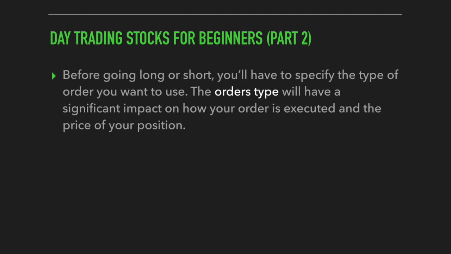So now that you know the different types of trading, both long and short, one thing that you're going to have to specify before you place any order, whether it be to buy, sell, short sell, or buy to cover, is the actual type of order that it's going to be. And the order type is going to have a significant impact on how your order is executed, and because of that, a significant impact on the price of your position.